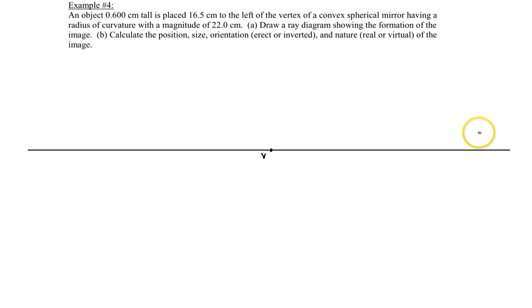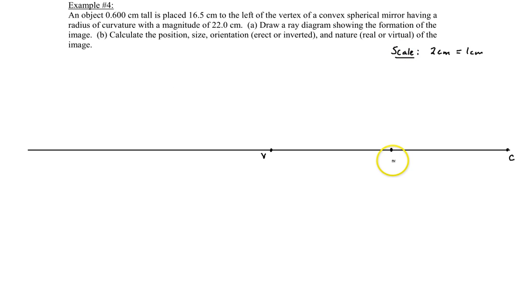I'm going to use a scale where 2 centimeters is equivalent to 1 centimeter, so we're going to scale this down here. And so right around here, 11 centimeters away on my screen, this is point C, which is the center of curvature. And then halfway between that will be our focal point, which is 5.5 centimeters on my screen, but in reality it is half of 22, which is 11 centimeters.